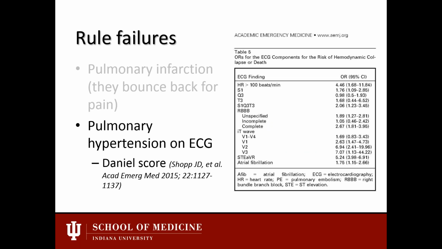The other area I worry about is pulmonary hypertension on ECG that might not be picked up by any other decision rule. Here are some criteria that show you what pulmonary hypertension looks like in the setting of PE. These patients often need more, and especially might need to be considered for something called CTEPH, chronic thromboembolic pulmonary hypertension, and that may need more treatment than just anticoagulation.